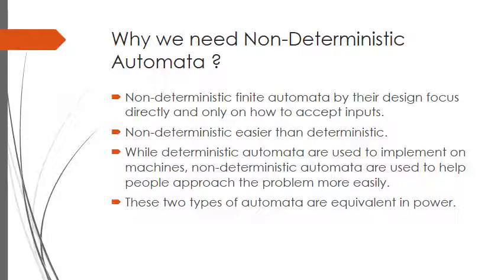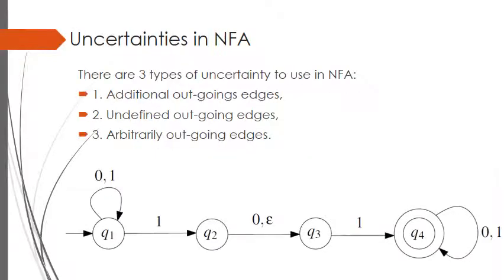While deterministic finite automata are used to implement on machines, non-deterministic finite automata are used to help people approach the problem more easily. Although they look different theoretically, these two types of automata are equivalent in power. Thanks to this feature, we can use non-deterministic finite automata when solving difficult problems, and then transform the solution into deterministic one. There are three types of uncertainty to use in NFA.